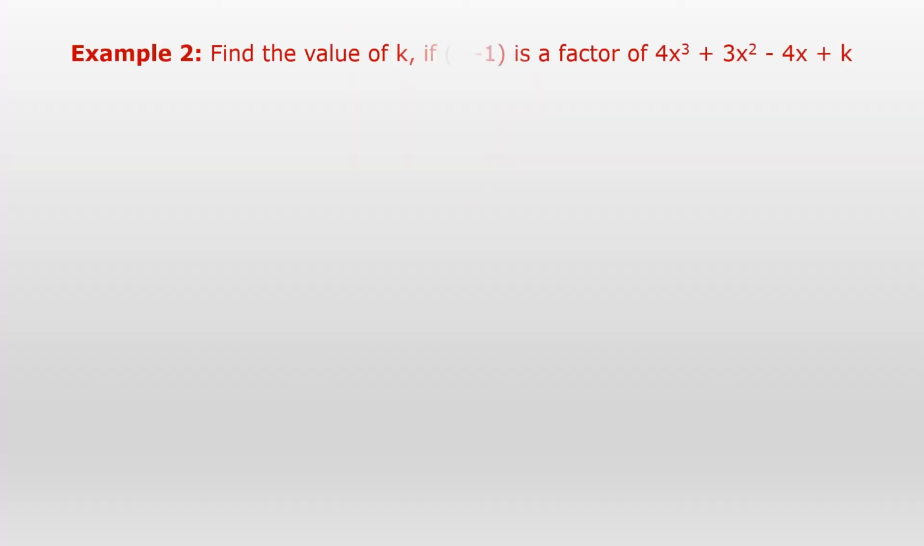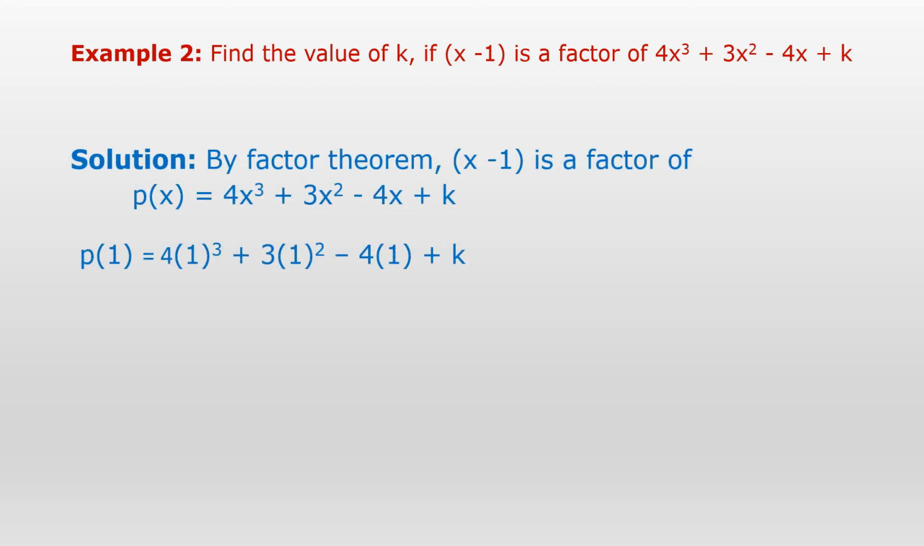Now let us consider another example. Find the value of k if x minus 1 is a factor of 4x cube plus 3x square minus 4x plus k. So by the factor theorem, x minus 1 is a factor of p of x is equal to 4x cube plus 3x square minus 4x plus k. So we need to substitute 1 in place of x in the equation p of x. So it becomes p of 1 is equal to 4 into 1 cube plus 3 into 1 square minus 4 into 1 plus k.